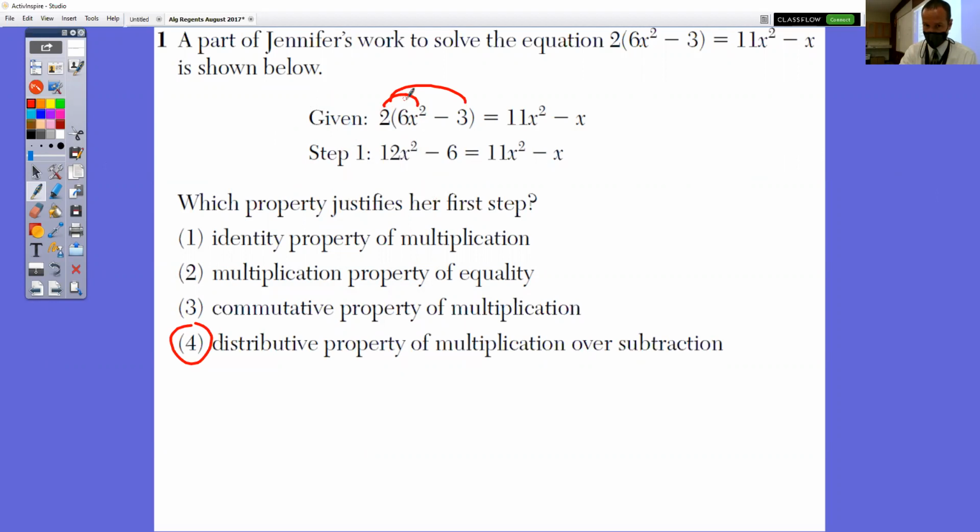Well, she took this 2 and multiplied by 6x squared, took the 2 and multiplied by -3. So she was doing the distributive property. That's where you take a number outside and multiply by both things on the inside.